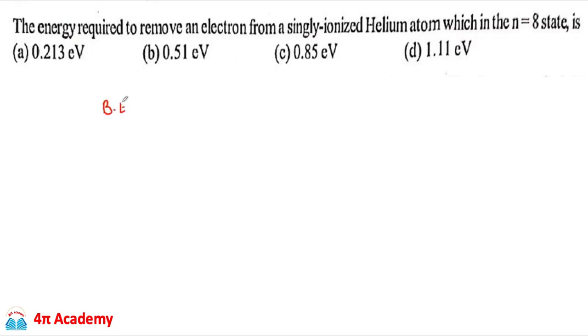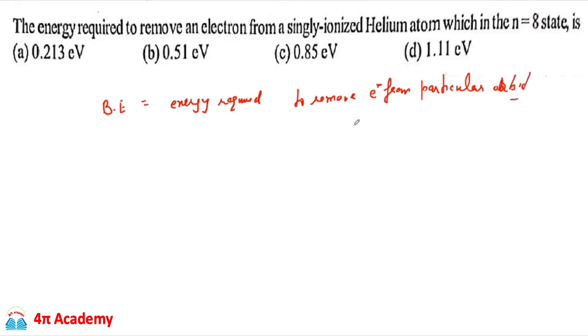So what is the binding energy? Binding energy is the minimum energy required to remove an electron from that particular orbit. So the single ionized helium atom. Here the atom is helium, whose atomic number is 2, mass number is 4.